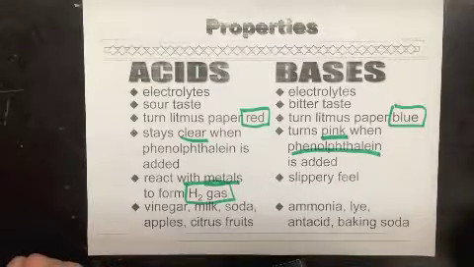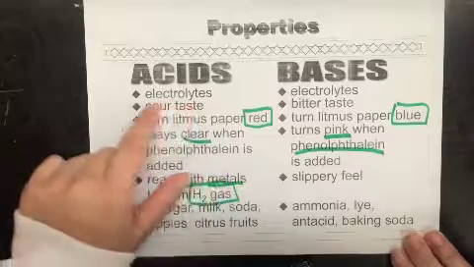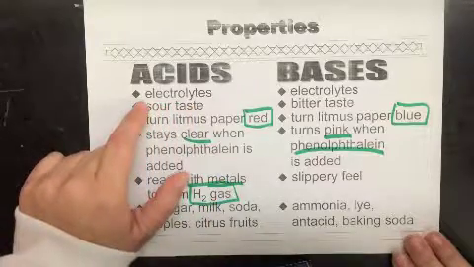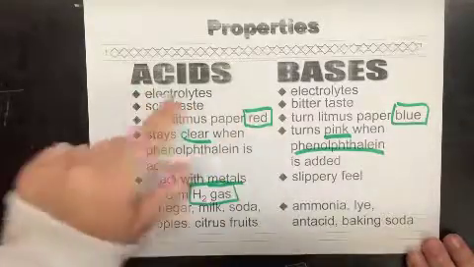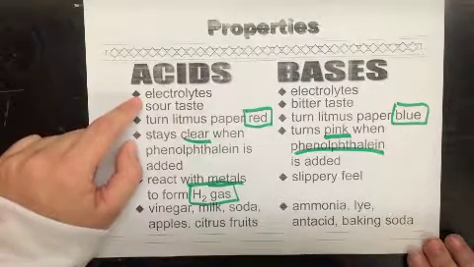So first let's talk about the properties of an acid. Both of them contain electrolytes, which are just when you add them to water, they break down into their ions. So both of them do that. And because they both produce electrolytes, they're both good conductors as well.